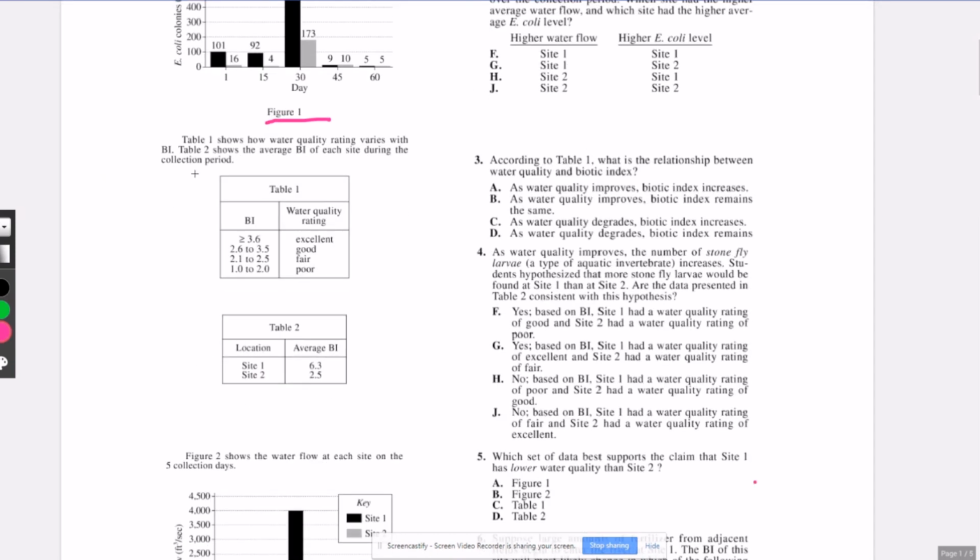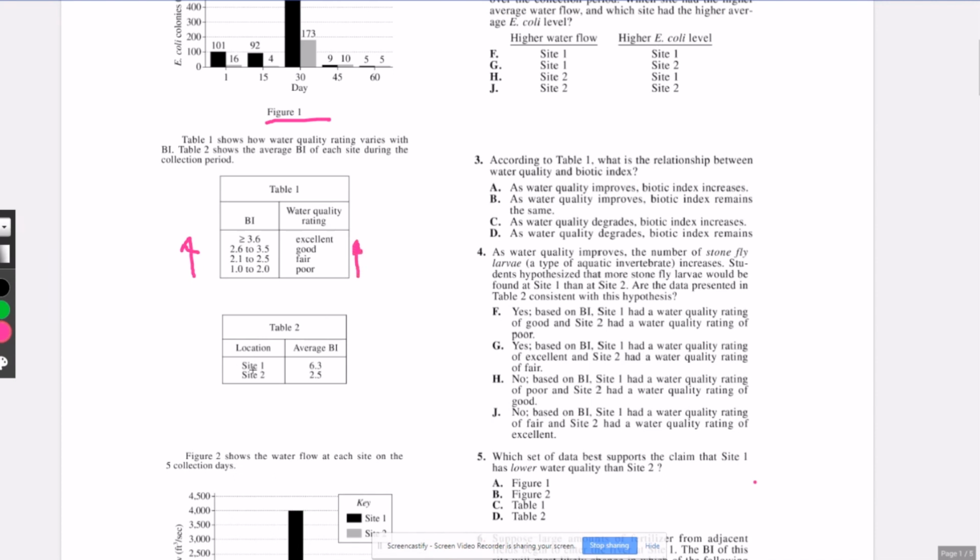Let's look at our next table. Table 1 shows how water quality rating varies with biotic index. So we see here, right, this goes from 1.0 all the way up to 3.6, and it's increasing. And this is water quality going from poor, fair, good, excellent. So it's also increasing. Great.